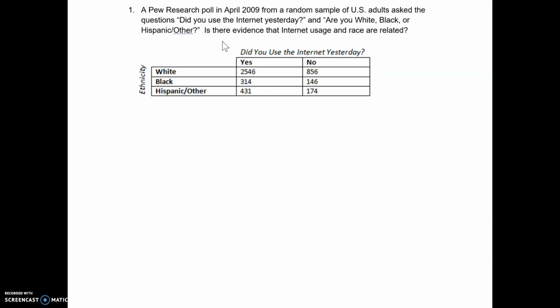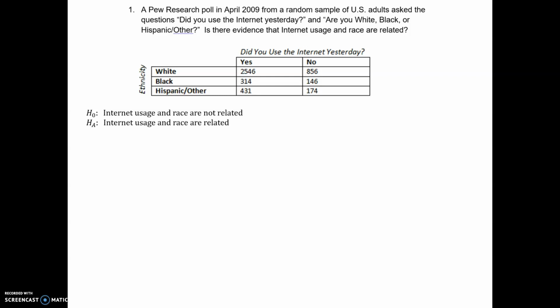We got to be careful with that because the null hypothesis is going to be that they are not related. Let's take a look at the null and the alternate hypothesis. Internet usage and race are not related. Not related means independent. Now, if it does say independent, remember, we never want to accept the null, so we got to be careful with how we word our conclusion at the end. Remember, the alternate hypothesis is what we're looking for evidence of.